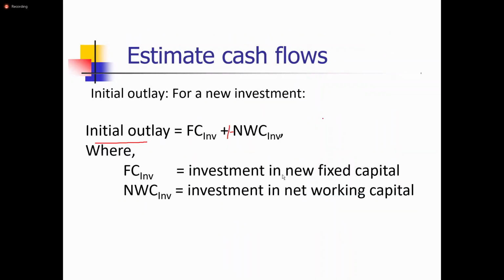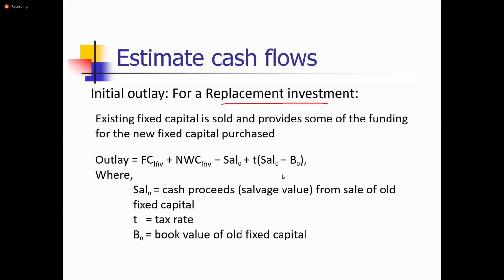The next one is the replacement project. What I explained is actually for the new investment. If it is a replacement project, then in addition to the fixed cost investment and the net working capital investment, you have to adjust for the salvage. For the existing machine, the existing asset, there is sometimes a salvage value. If you are getting some salvage value from the existing one, then you have to deduct that amount from the initial cash flow, that is, the cash proceeds or salvage from the sale of all the fixed capital or assets of the existing project.